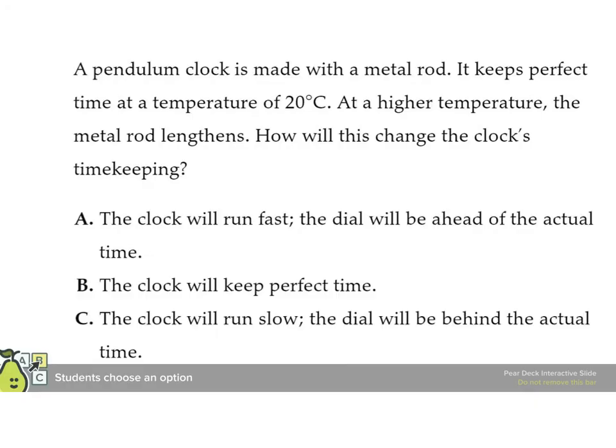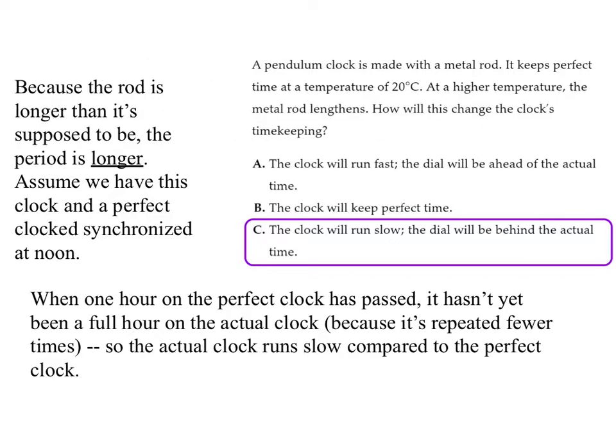Alright, a pendulum clock is made with a metal rod. It keeps perfect time at a temperature of 20 degrees Celsius. At a higher temperature, the metal rod lengthens. How will this change the clock's timekeeping? Because the rod is longer than it was supposed to be, the period is longer than we originally had. Assume we have this clock and an existing perfect clock synchronized at noon. When 1 hour on the perfect clock has passed, it hasn't yet been a full hour on the actual clock because it's repeated fewer times, because the period is longer. So the actual clock is running slow, which is answer C.